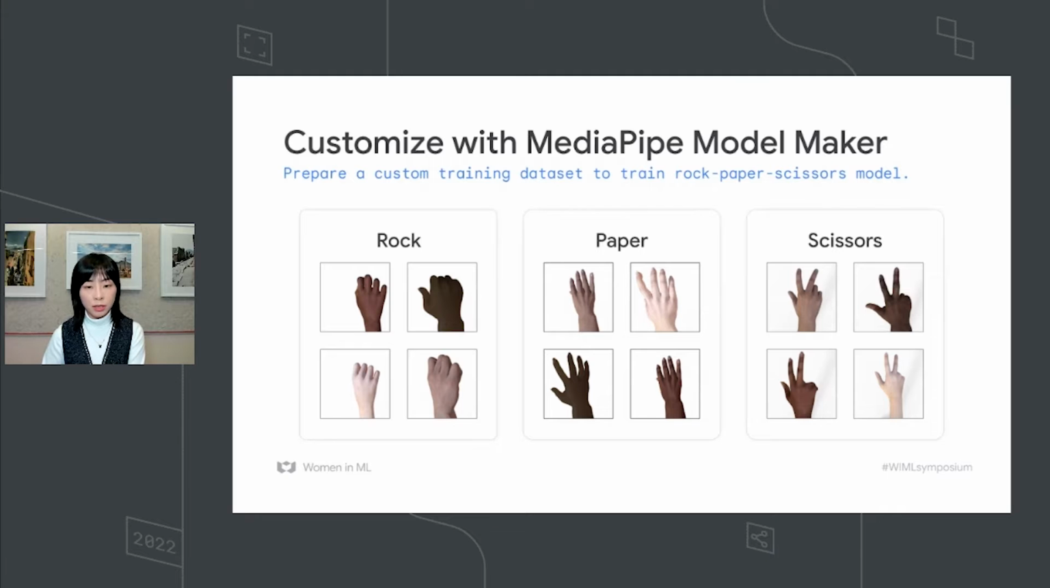And if you want to detect hand gestures that are not recognized by the off-the-shelf solution, you can bring your own training data and train a custom model using MediaPipe Model Maker. For example, if you want to build an app to play rock, paper, scissors, you can start with collecting a training data set with hands showing rock, paper, and scissors.